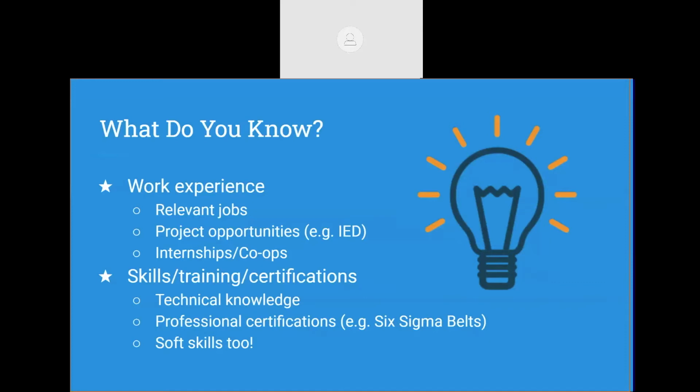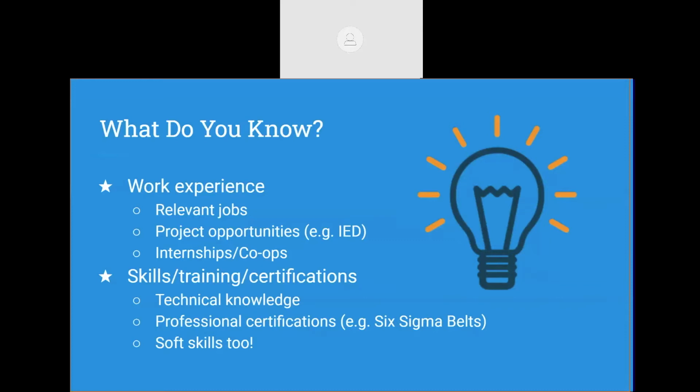Another thing is skills, trainings, or certifications. All those are really good things to tell them because that tells them that not only are you informed about that stuff, but you also go out of your way to accomplish these special skills and tasks that grant you this type of expertise. So, for example, a professional certification is Six Sigma belts.